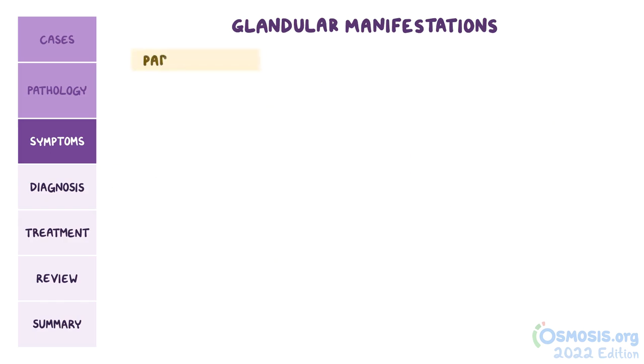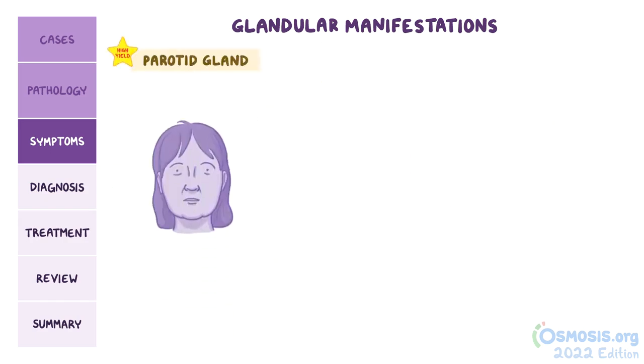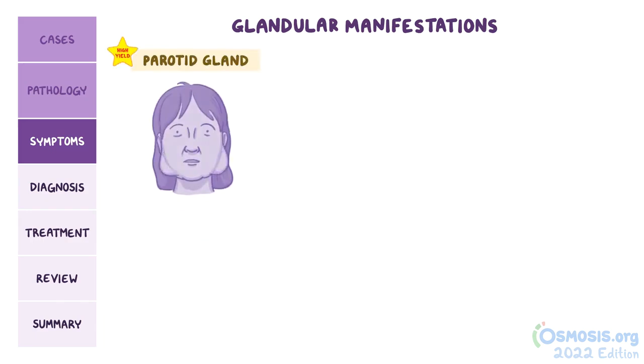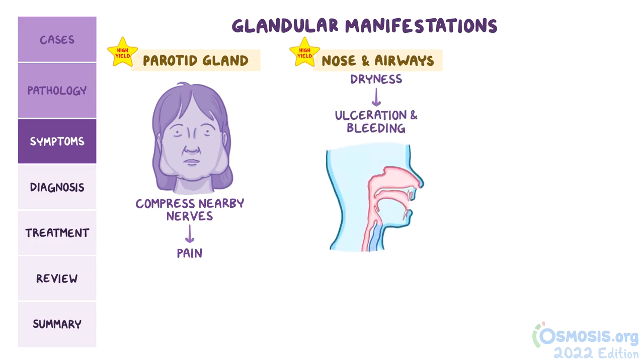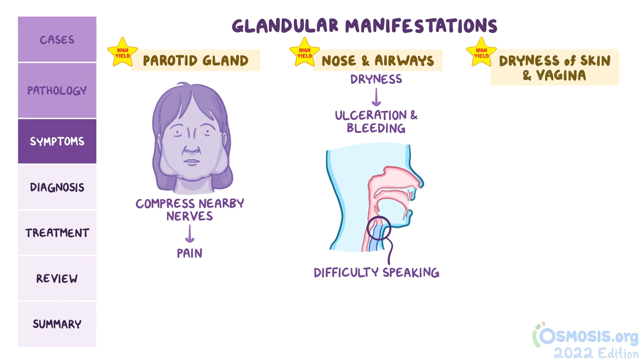If it involves the parotid glands, fibrosis can lead to bilateral parotid enlargement, which can compress on the nearby nerves, causing pain. In the nose and airways, Sjogren syndrome causes dryness that leads to ulceration and bleeding. And if this affects the larynx, it can lead to difficulty speaking. And finally, some people can experience dryness of the skin and vagina, which might cause dyspareunia or painful intercourse.